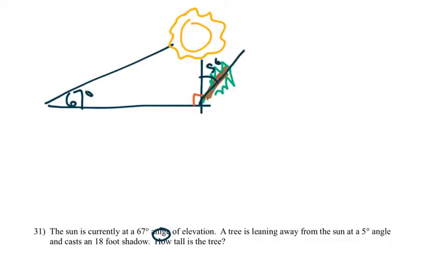So if we follow that tree out this way, this angle would be 95 degrees. Okay? And it casts an 18-foot shadow. So the shadow would be right here. And that's 18 feet. How tall is the tree?